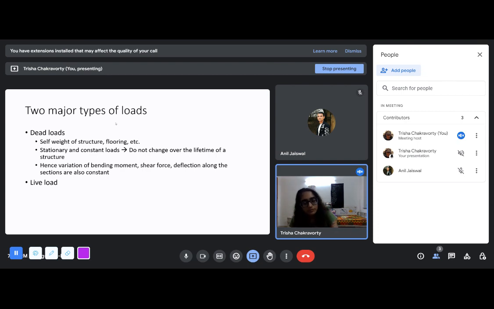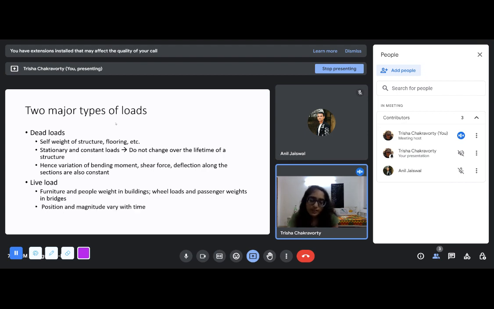But there is another kind of load, live load. For example, in a building, once a building is constructed, we put furniture, and there are people inside the building, or any kind of load we place. We place a bucket on the floor. A bucket is a very lightweight thing, but a bucket on the floor, furniture, any kind of thing is a live load, apart from the self weight and flooring that is constant. Anything that comes is a live load. In a bridge, for example, it's easier to visualize that wheel loads, passenger weights in bridges, all that are live loads. So, of course, their position and magnitude vary with time.